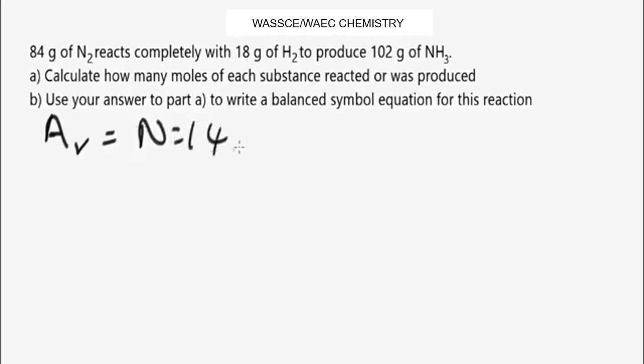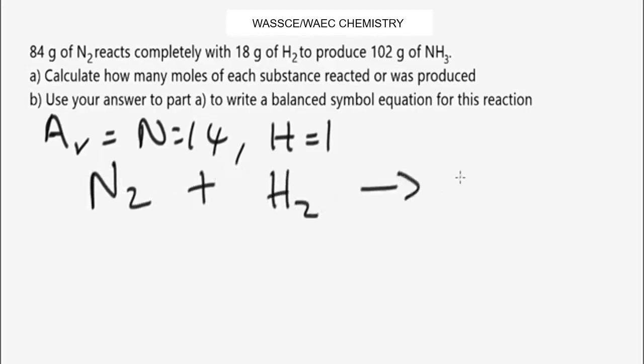Now, let's say we are given the relative atomic mass of the elements: that of nitrogen is 14, and that of hydrogen is 1. Feel free to pause this video and see if you can figure this out using the procedure we used in the previous example. Okay, let's do it together. Remember, we're going to use the reactant masses to balance this chemical equation. Firstly, the question says nitrogen gas reacted with hydrogen gas to give ammonia.